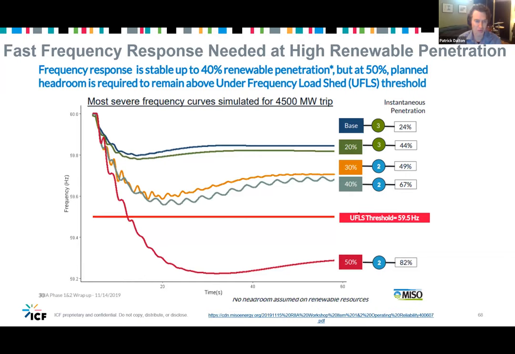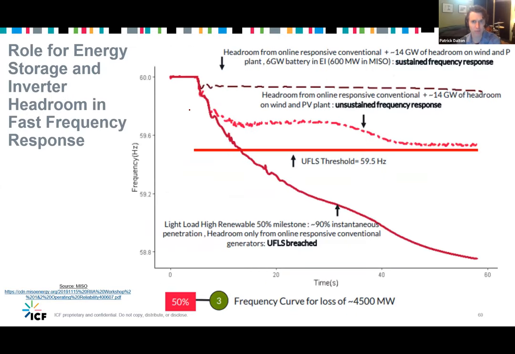And it's something that we want to avoid. We don't want to shed load due to a system event. We'd rather stabilize the system through other means. So approaching this under-frequency load shedding threshold is a definite system problem.